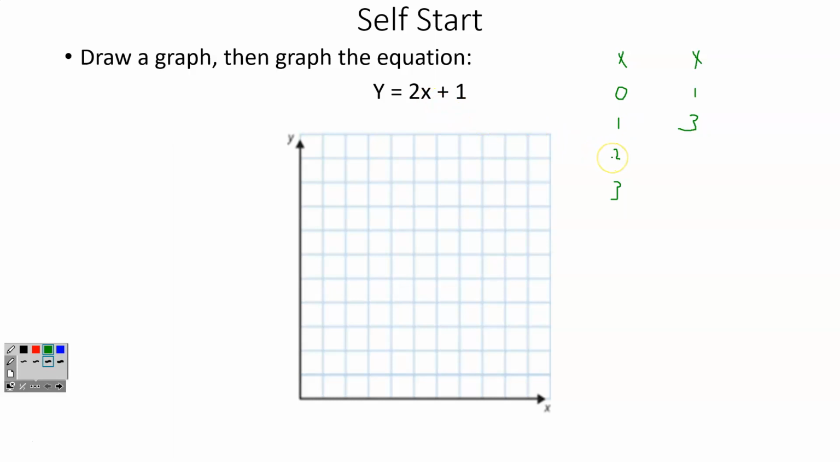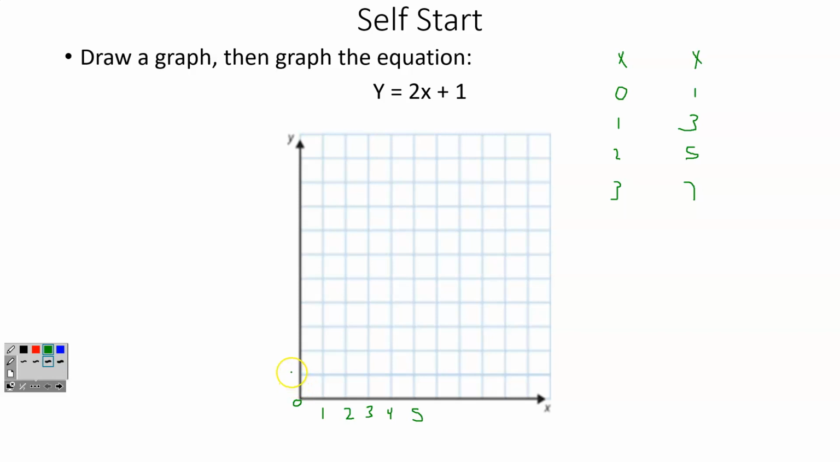2 times 2, which is 4, plus 1, which is 5. And 2 times 3 is 6, plus 1 is 7. So these are the points that I'm going to go ahead and graph. So I'm just going to put them on my number line. So this is my x, so I'm just going to put the numbers that are on my x.